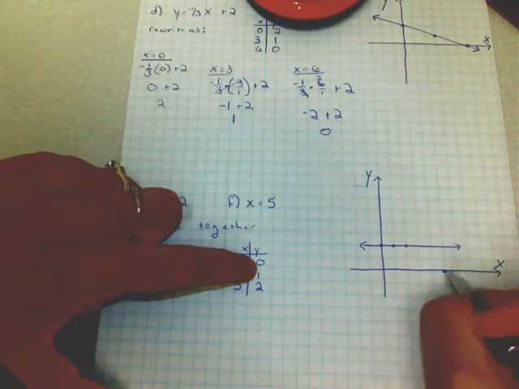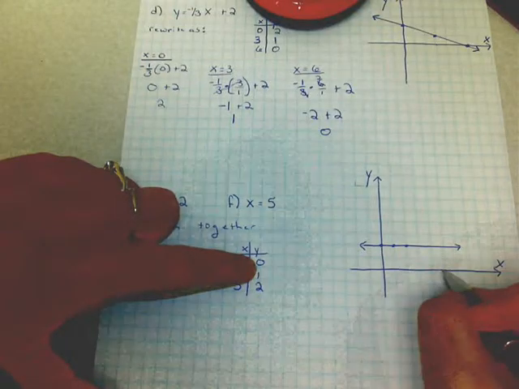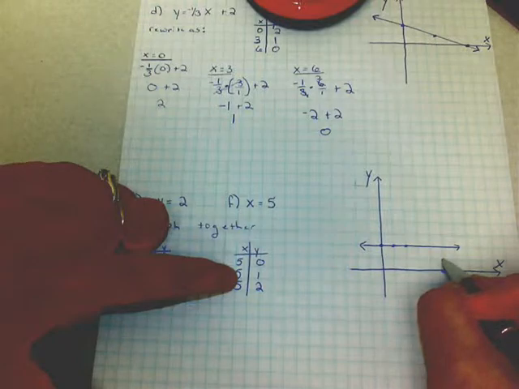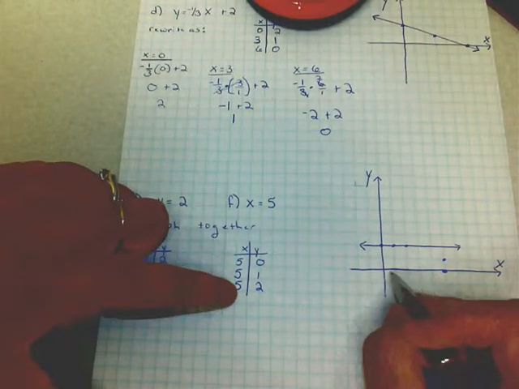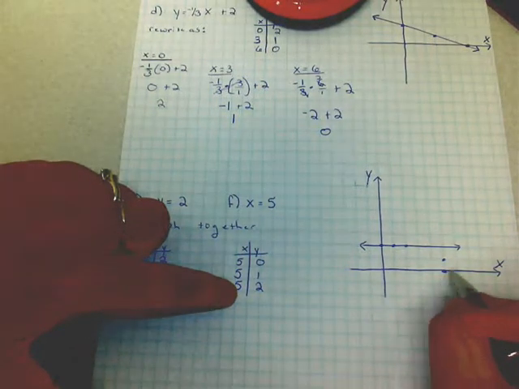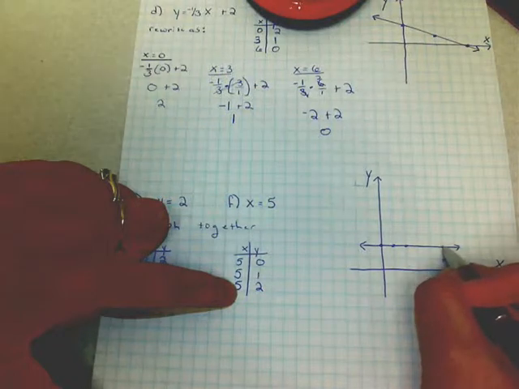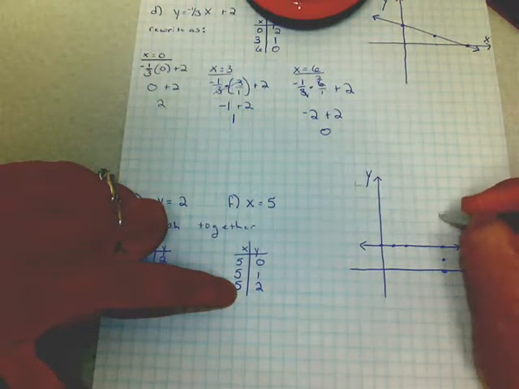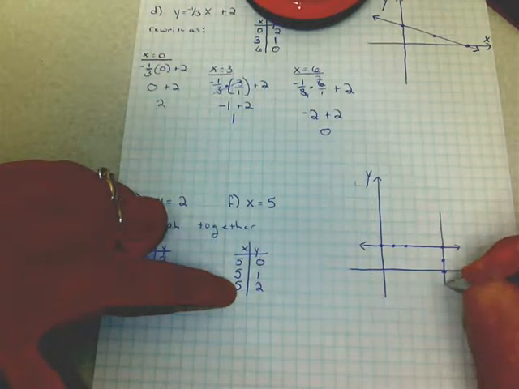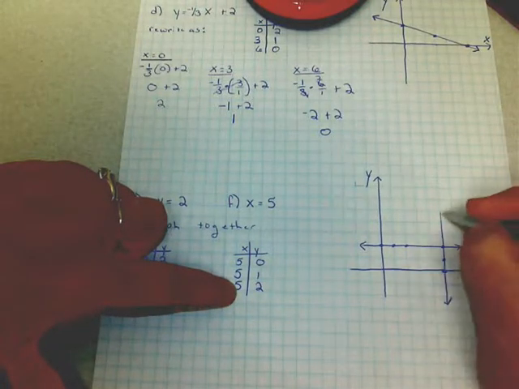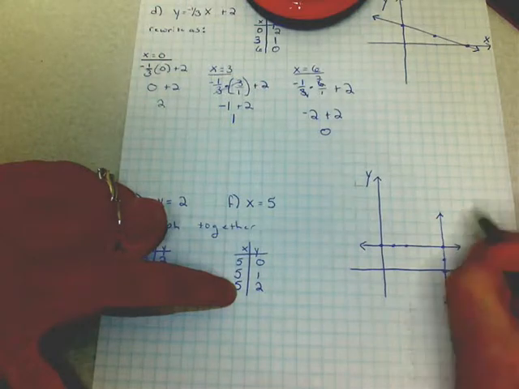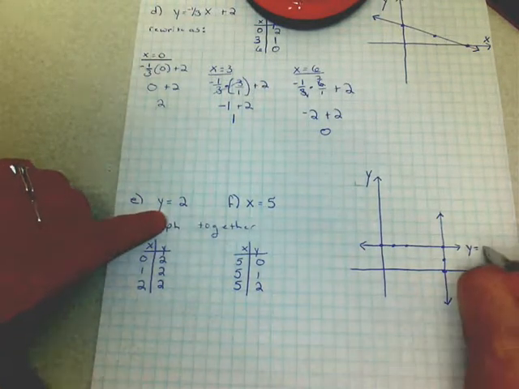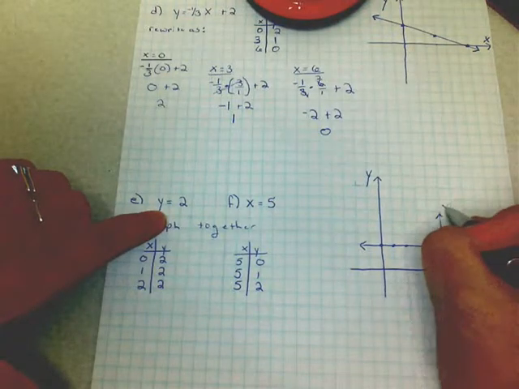And then I go to, well, x equals 5 again. And now y equals 1. And then for the last point, x equals 5 again. And now y equals 2. And I've got, if you thought a vertical line, you were right. And since we've got two different lines on the same graph, we need to label them. This is y equals 2, and this is x equals 5.